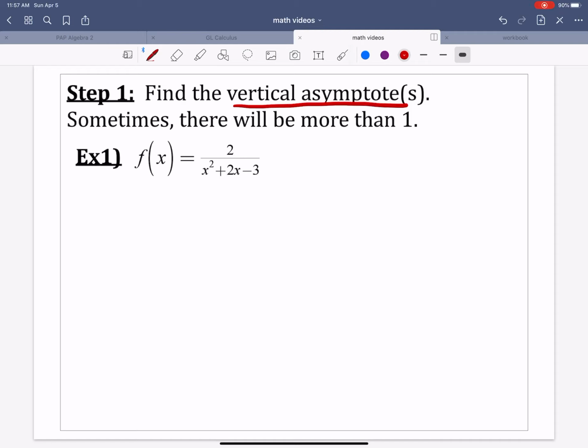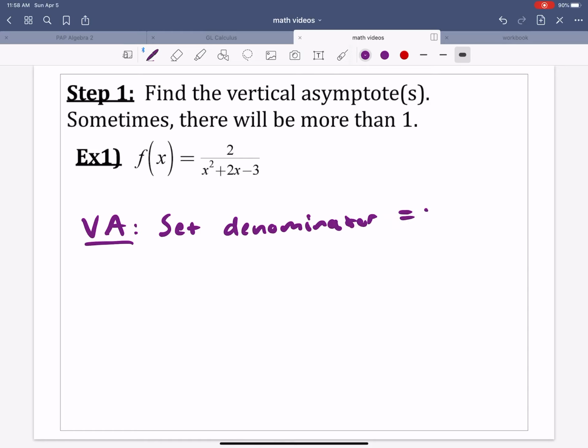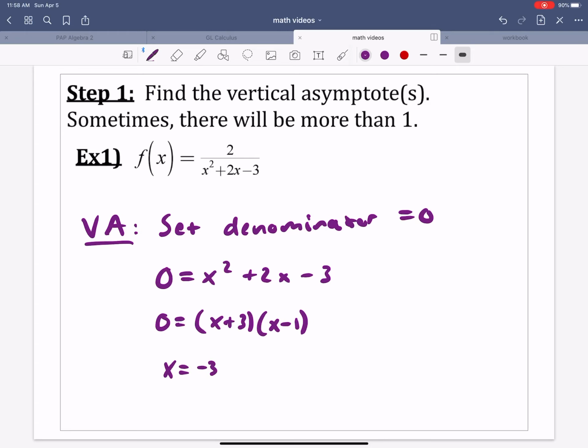So the way that we identify our vertical asymptote, remember we're going to abbreviate it as VA. Okay, and hold on, I want to change this. Let's do purple. Yeah, okay, so the way that you're always going to find the vertical asymptote is set denominator equal to 0. So 0 equals x squared plus 2x minus 3. Now, this is a quadratic that can be factored, and we'll do that. x plus 3 times x minus 1. And then we set each of those equal to 0 and solve. We get x equals negative 3, and we get x equals 1.